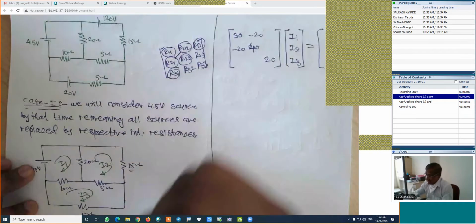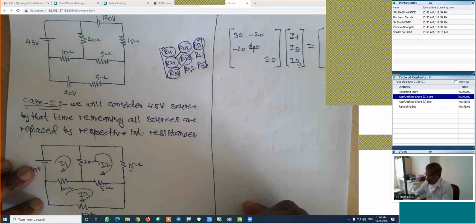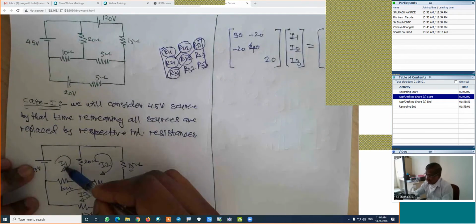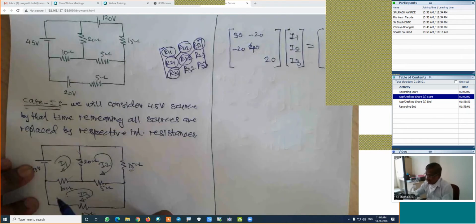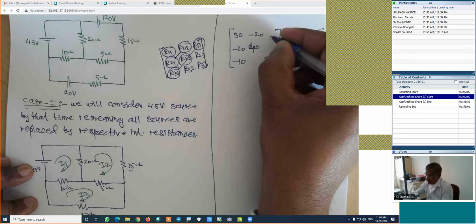R13, both simultaneously. The resistance which is common for the first and third loop. This is first loop, this is third loop. This is first and this is the third. How much is the common resistance? This is 10. Means it is minus 10 and this is again minus 10.